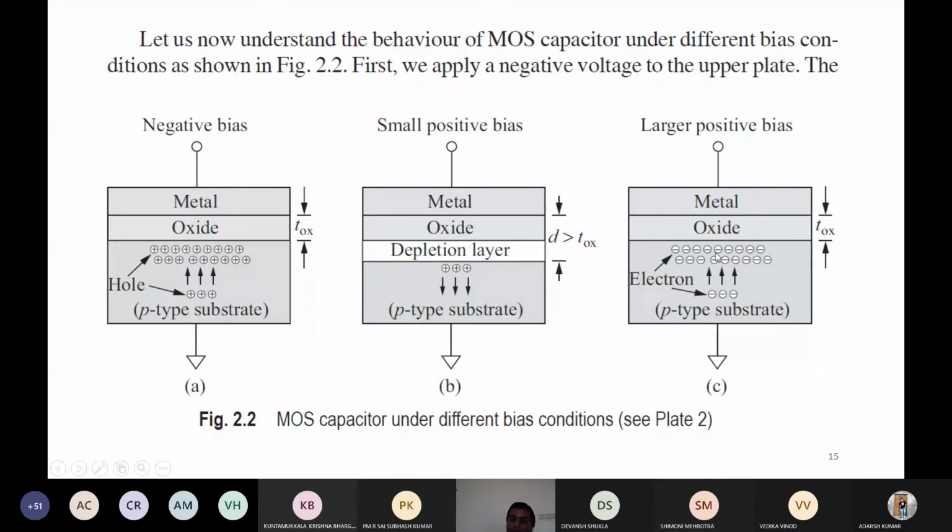So the channel will be made from the holes. So a P-type channel will be created. Because we have started with a P-type substrate, we are creating an N-channel. And if we start with an N-type substrate, then the P channel will be created, and P channel MOSFET operation is just opposite to this, so that we can see.